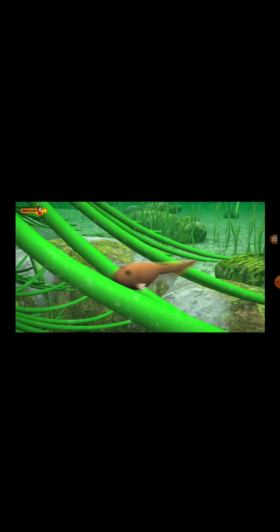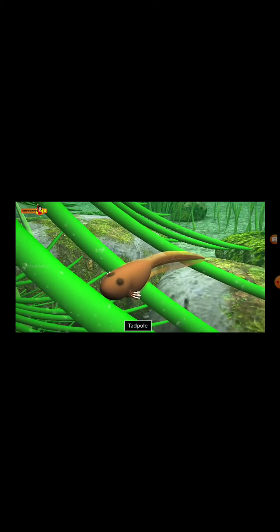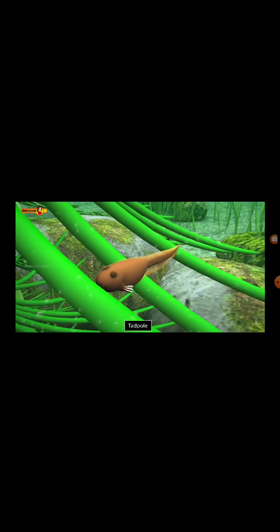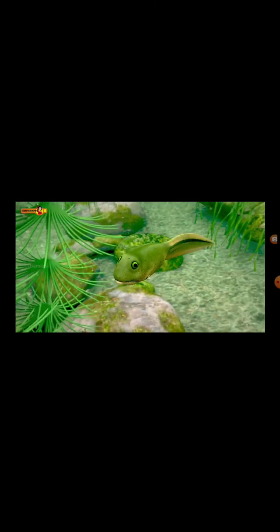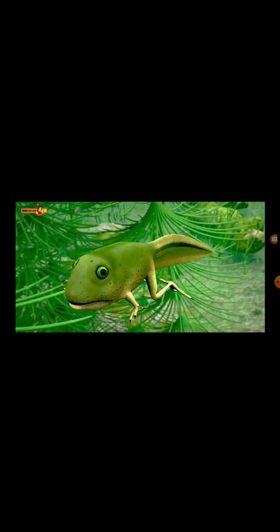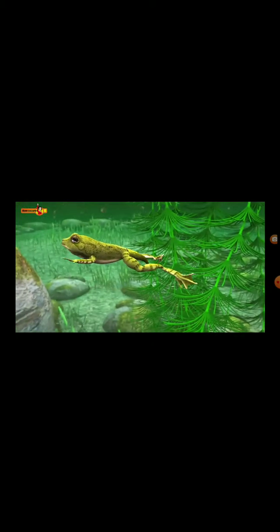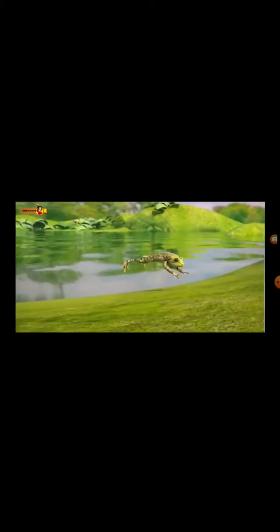Have you noticed how an embryo of frog looks just after hatching? Just after hatching, it is called a tadpole larva. You must have seen several tadpole larvae swimming in ponds and streams during the rainy season. These tadpoles undergo various physiological and behavioral changes and transform into an adult form.